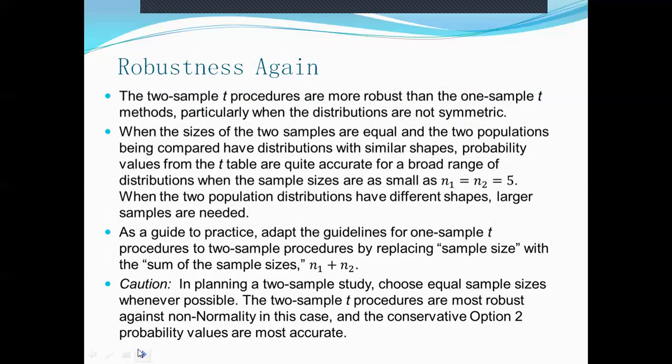As a guide to practice, adapt the guidelines for one-sample t procedures to two-sample procedures by replacing sample size with the sum of the sample sizes, n1 plus n2. Caution: in planning a two-sample study, choose equal sample sizes whenever possible. The two-sample t procedures are most robust against non-normality in this case, and the conservative option 2 probability values are most accurate.